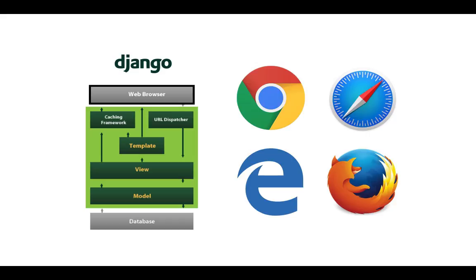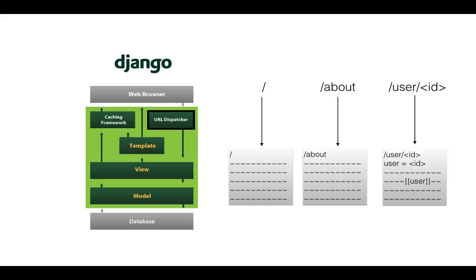So the first step on our journey is the URL dispatcher. And the job of the URL dispatcher is to take the URL that the web browser is trying to access and map it to the appropriate view. So for example, the first example is slash, which would be the home page or the index page. So for example, just going to example.com. So in that case, we want to go to the view that's in charge of loading the home page.